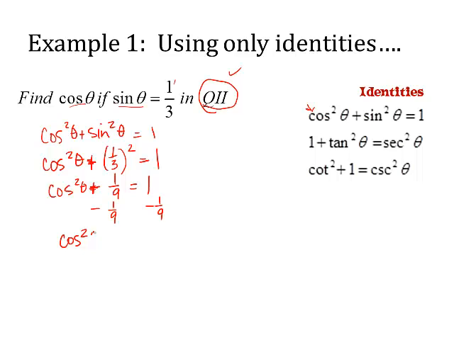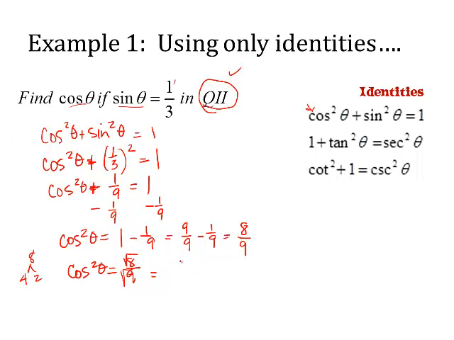So the cosine squared of theta equals 1 minus 1/9, which means I've got to get a common denominator of 9, which gives me 8/9. All right, well that's cosine squared. I don't want cosine squared, I want cosine. So I've got to take the square root of both parts. If you factor 8, that's 4 times 2. It's a perfect square, so it's 2 squared, so 2. The square root of 9 is 3.